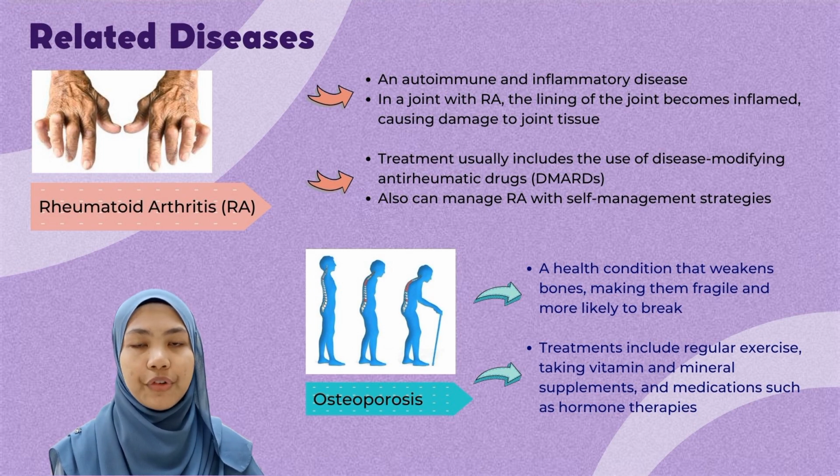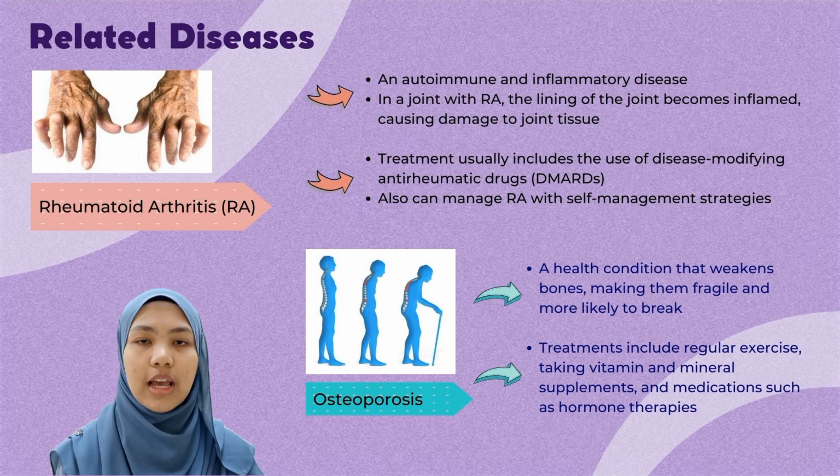The treatment of rheumatoid arthritis usually includes the use of medications that slow disease and prevent joint deformity, called disease-modifying anti-rheumatic drugs. We also can manage rheumatoid arthritis with self-management strategies proven to reduce pain and disability, allowing them to pursue important activities.